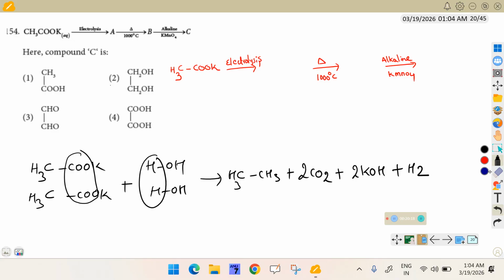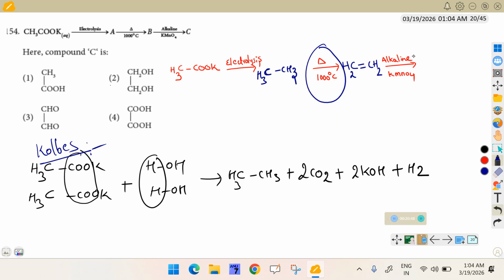Identify C in the compound. Salt of carboxylic acid undergoes electrolysis, that is considered as Kolbe's electrolysis. Kolbe's electrolysis product is C2H6, CH3 bond CH3. On strong heating, saturated hydrocarbons give unsaturated hydrocarbons, CH2 double bond CH2. Alkenes react with alkaline KMnO4. We know that alkaline KMnO4 is present. Dihydroxylation takes place.